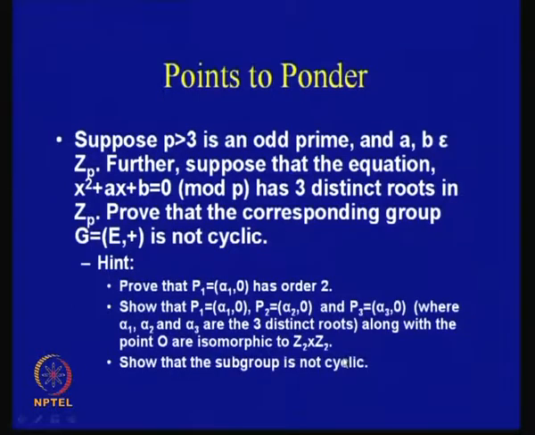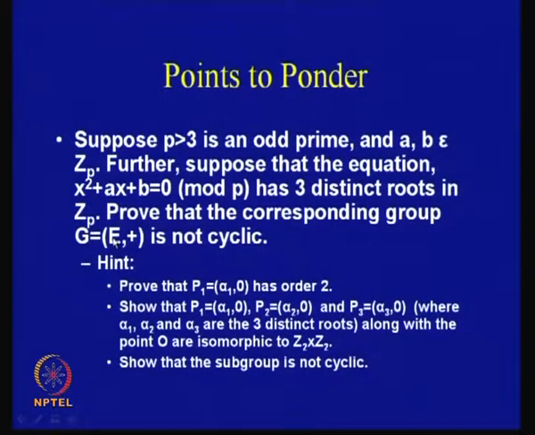Okay. So, I can give you one question here, which you can take and think upon. Suppose there is p, which is greater than 3, an odd prime, and a and b both belong to Z_p. Further suppose that the equation x cube plus ax plus b equal to 0 modulo p has 3 distinct roots in Z_p. The question is: prove that the corresponding group, G equal to E plus, is actually not a cyclic group.